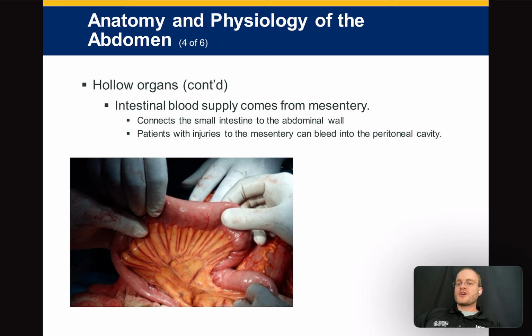Okay, and so the mesentery also helps anchor stuff to the abdominal wall, and it helps anchor it. That's probably the word, right? And so patients with injuries to the mesentery can bleed into the peritoneal cavity. So you can imagine someone taking a 12-inch steak knife to this, right, is going to bleed a lot. Those are arteries you're looking at. And so they would bleed a lot. And so that's the issue with a mesenteric injury.